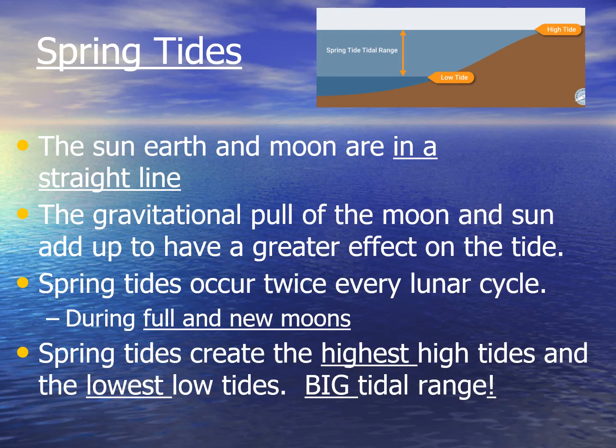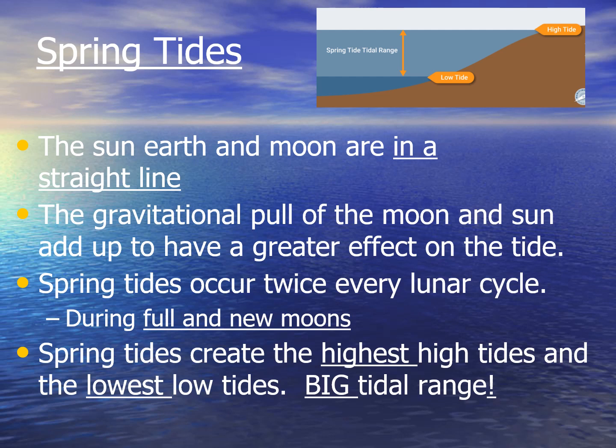So a spring tide is a little bit different. That's when we have the sun and then the earth and then the moon. So the sun might be on the left side pulling as hard as it can. The moon's on the right side pulling as hard as it can. So they're kind of working together to pull the water as high on the beach as it can. So they're in a straight line. They're working together. The gravitational pull of the moon and the sun add up to have a greater effect on the tides. Again, when you work together with somebody, you can get more work done.